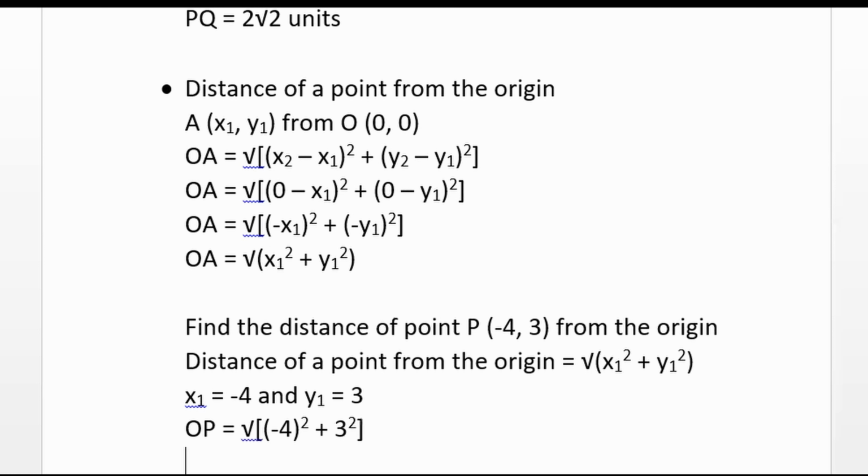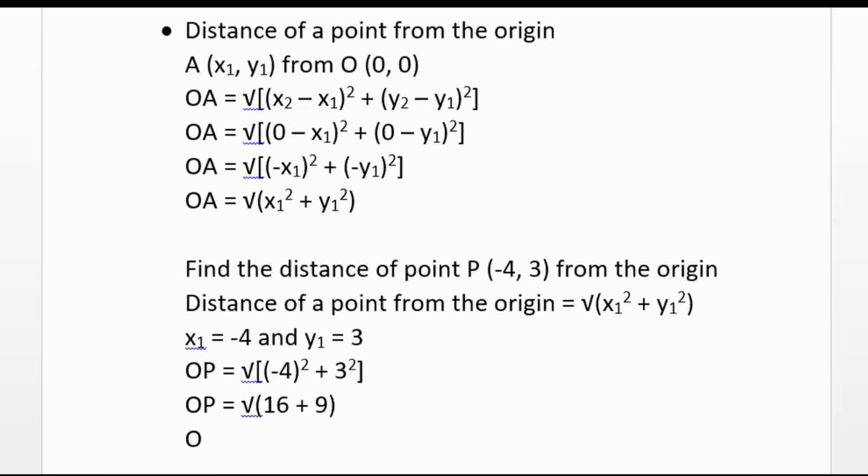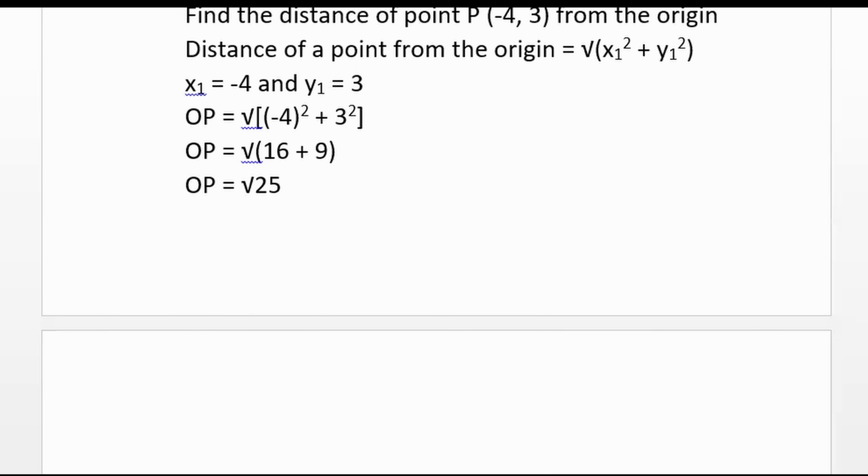So we get OP is equal to square root of (square of minus 4 is plus 16) plus (square of 3 is plus 9). So OP is equal to square root of 16 plus 9, which is 25. So we get OP is equal to 5 units. This is how we calculate the distance of a point from the origin.